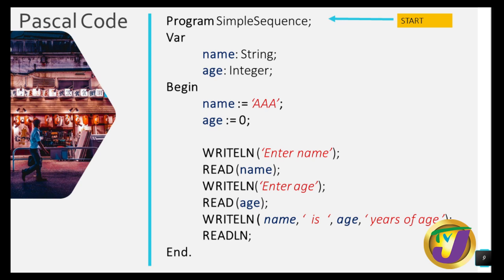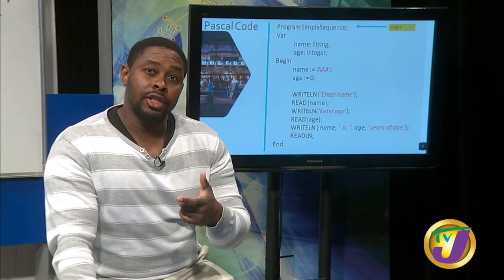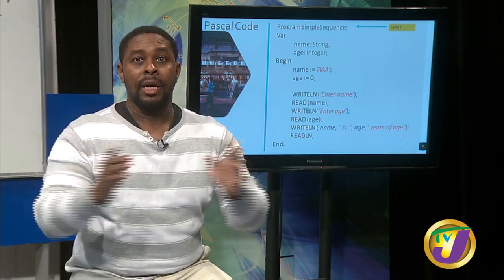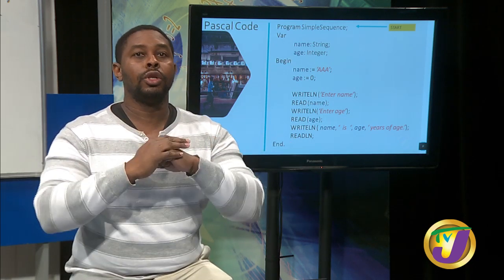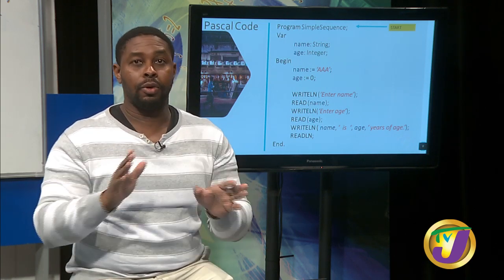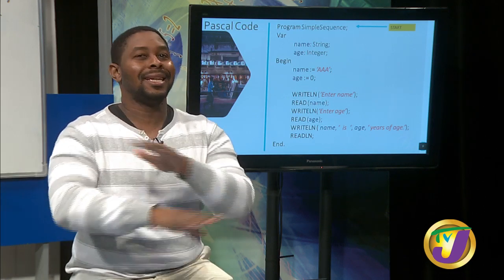And I must admit that many times when I see students write programs and they have the word program and the program name, they leave off the semicolon. Again, don't leave it off. It is wrong if you leave off the semicolon. Also, pay attention to the fact that the name, simple sequence, is one word. You don't use two different words separated by spaces. One word for your program name, semicolon, that is it.